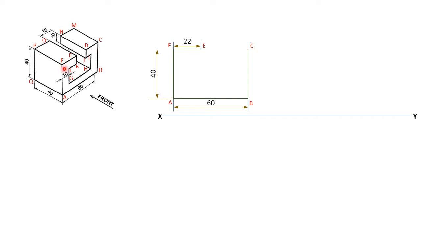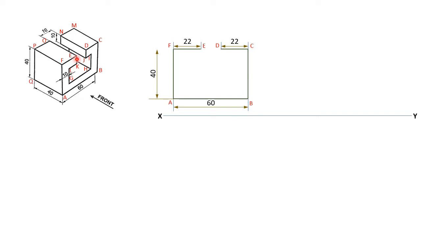Now from the top side, we can see that there is a cavity in between. So FE we can calculate by subtracting this cavity from 60, that is 60 minus 16 equals 44, and the dimensions of FE and CD are equal. So 44 divided by 2 comes to 22. So we have drawn FE of 22 unit. Similarly, we will draw CD also of 22 unit.